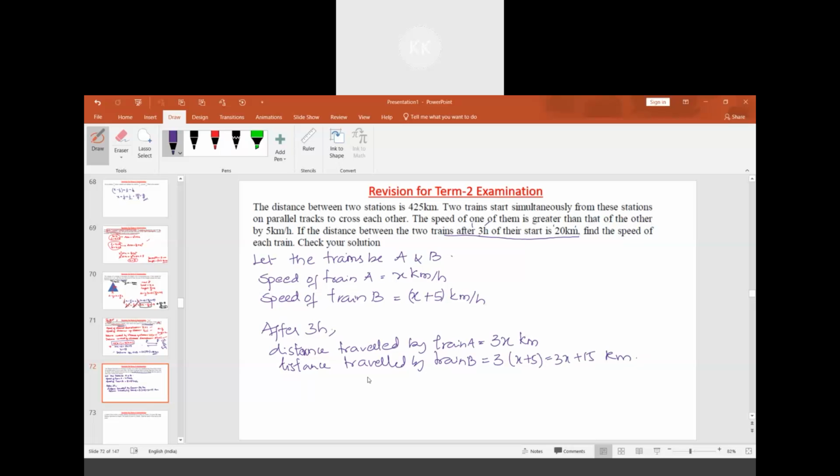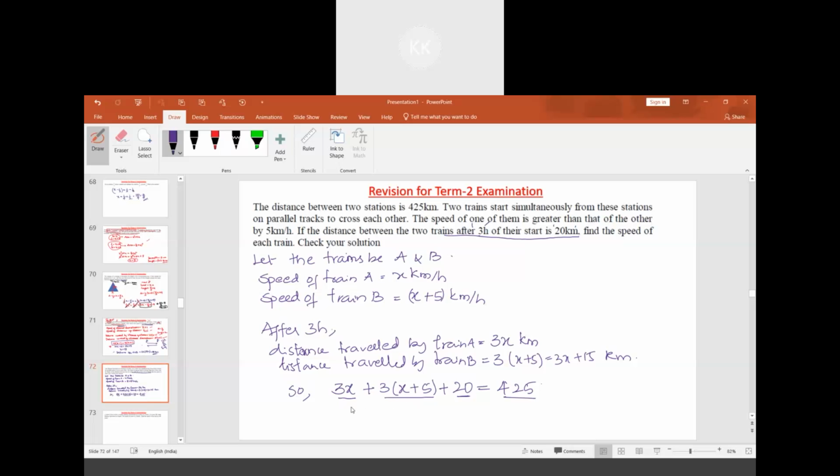Now the distance between these two trains is 20 kilometers, and the total distance, how to calculate? We should add them. The distance traveled by train A, the distance traveled by train B, and the distance between them will be the total distance.